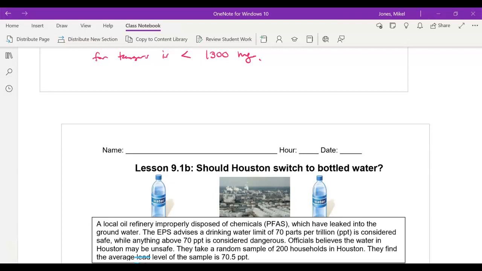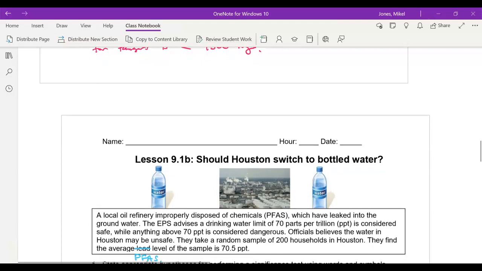So officials believe that the water in Houston may be unsafe. So they take a random sample of 200 households in Houston, and they find that the average PFAS level of the sample is 70.5 parts per trillion. Okay, so the sample size is 200. The sample mean is 70.5.